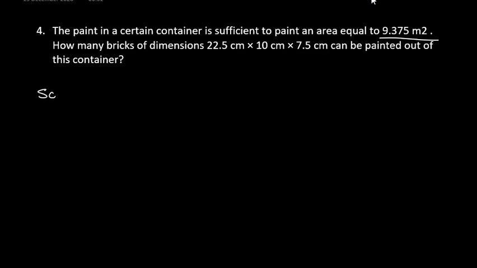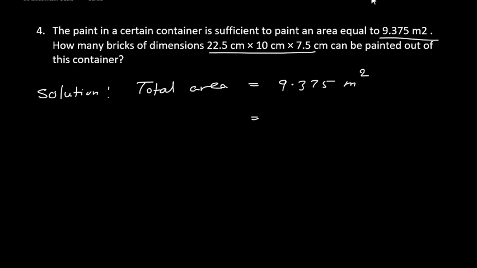In solution, we say that total area is 9.375 meter square. Now, as the dimension of brick is in centimeters, I will convert this total area in centimeter square. Now, why am I considering this as total area? Because I am going to apply the paint on all bricks, and this will cover 9.375 meter square. So I will say that the total area of all bricks is 9.375 meter square.